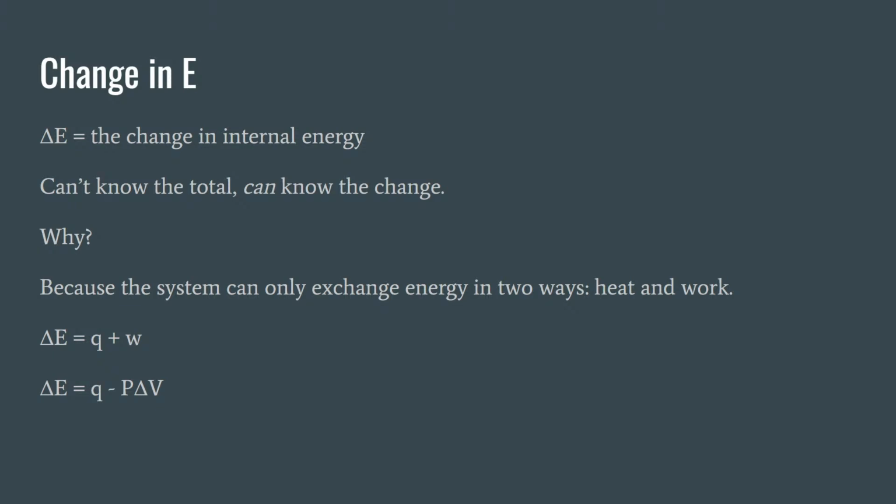We can know the change, because a system can exchange energy in only two ways, heat and work. That's why we've been talking about them this whole time. So delta E is equal to Q plus W, the amount of heat going in or out, the amount of work being done on or by the system. So the change in the internal energy of our system is Q minus P delta V.